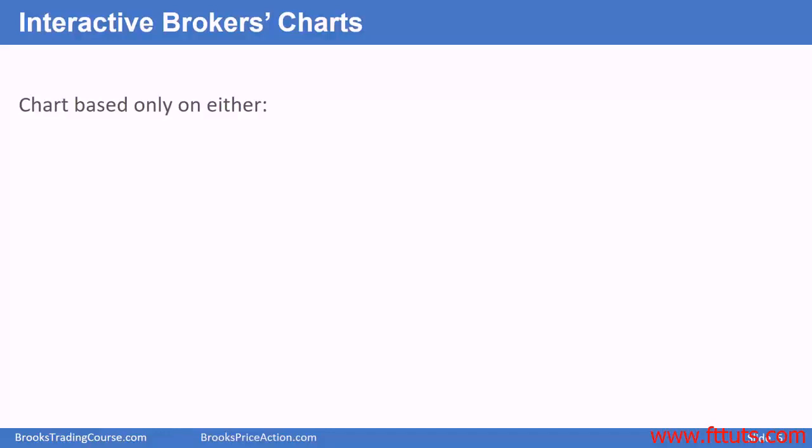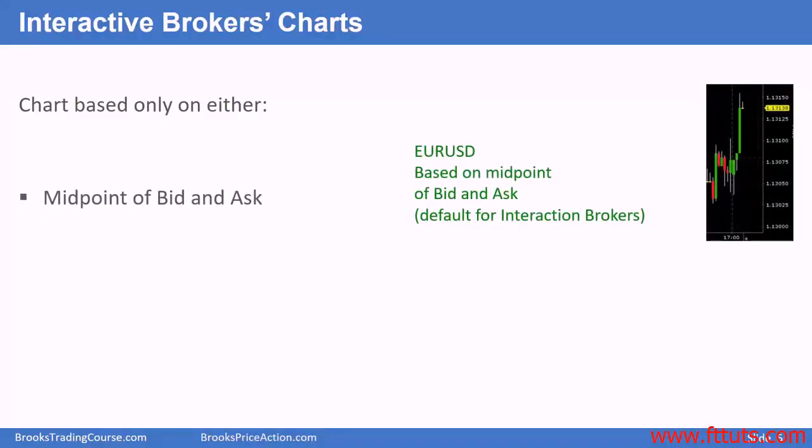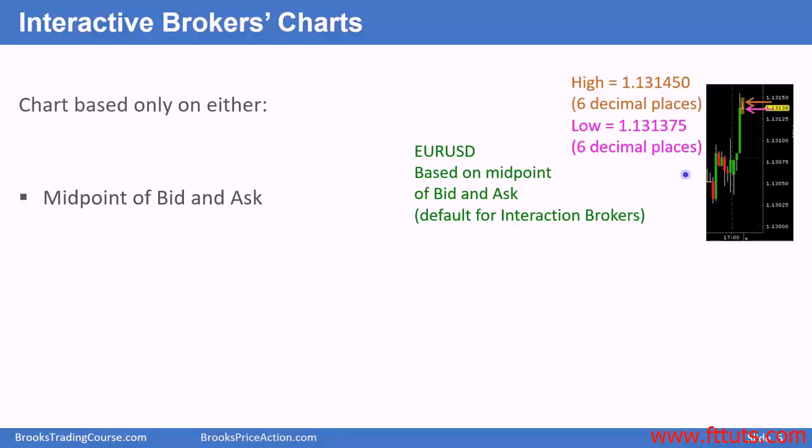Interactive Brokers base their charts on the midpoint of the bid and ask. Here is an example of a chart based upon the midpoint of the bid and ask. That's their default chart. They carry it out to 6 decimal places. 4 is the pip, and then they have 2 more decimal places beyond that. Most traders cannot trade those last 2 decimal places because the price moves too fast. The low of that bar right here is 6 decimal places as well.